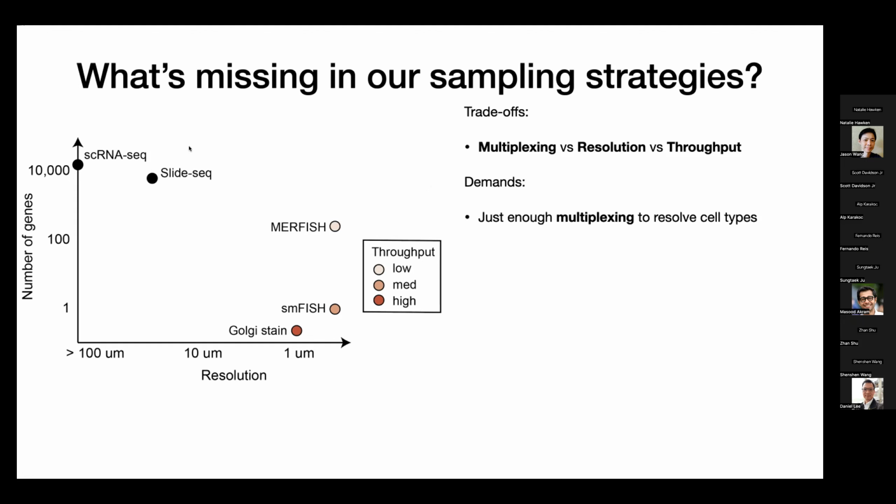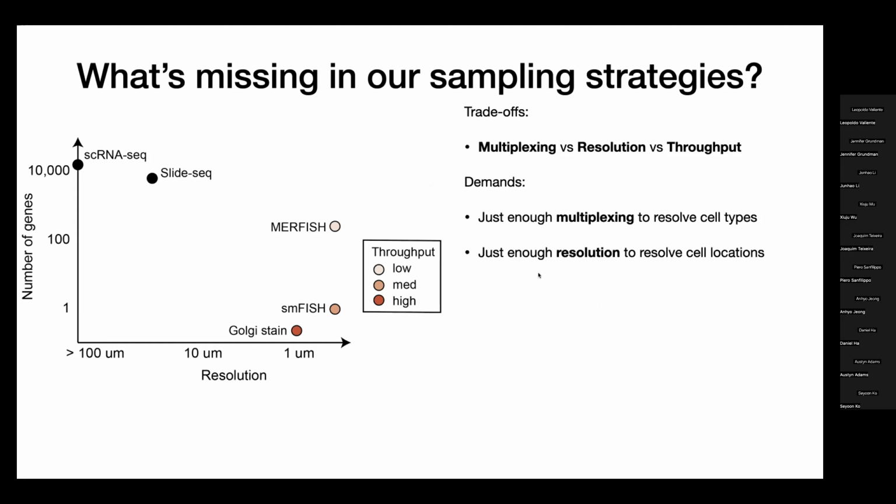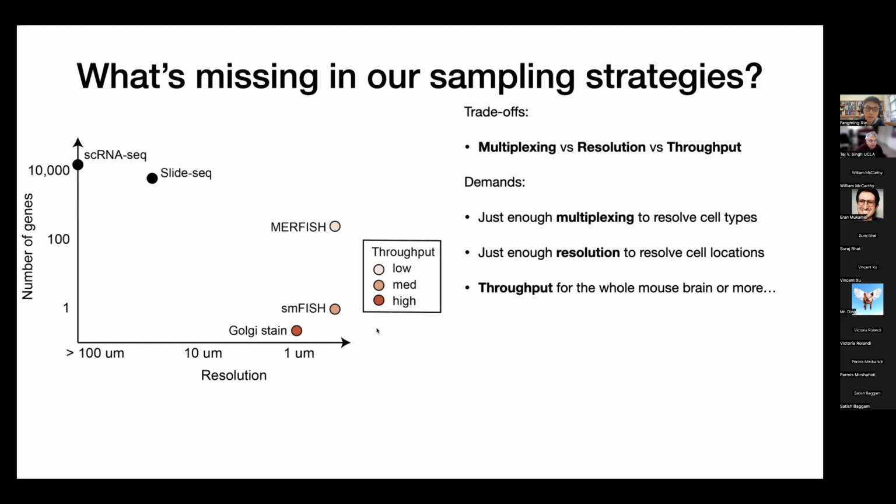We wonder what's missing in our current portfolio of technologies. What we really want is something that has just enough multiplexing, or number of gene information channels we capture, to resolve cell types, and just enough resolution to resolve the location of each cell, not necessarily the location of each individual mRNA molecule. But hopefully with as high a throughput as possible for the whole mouse brain or more.